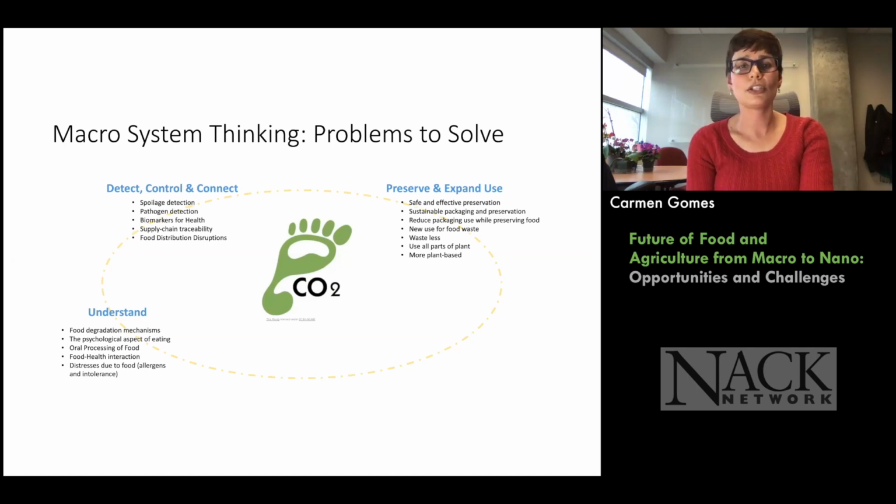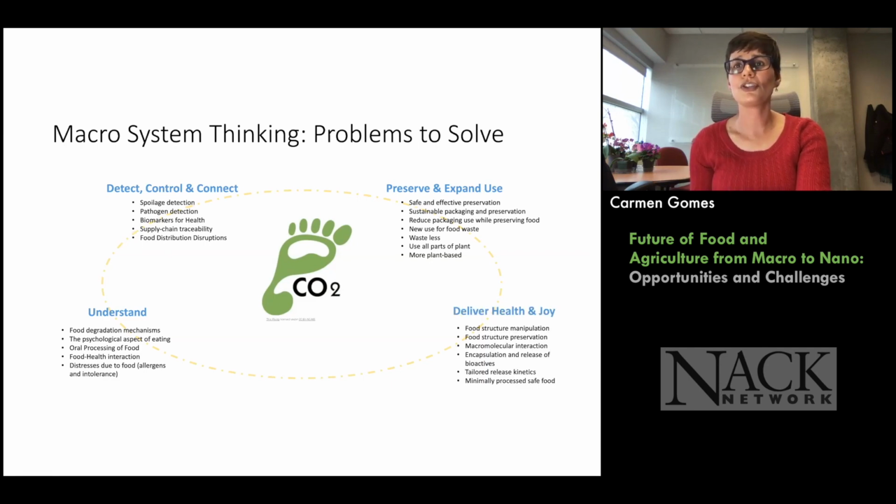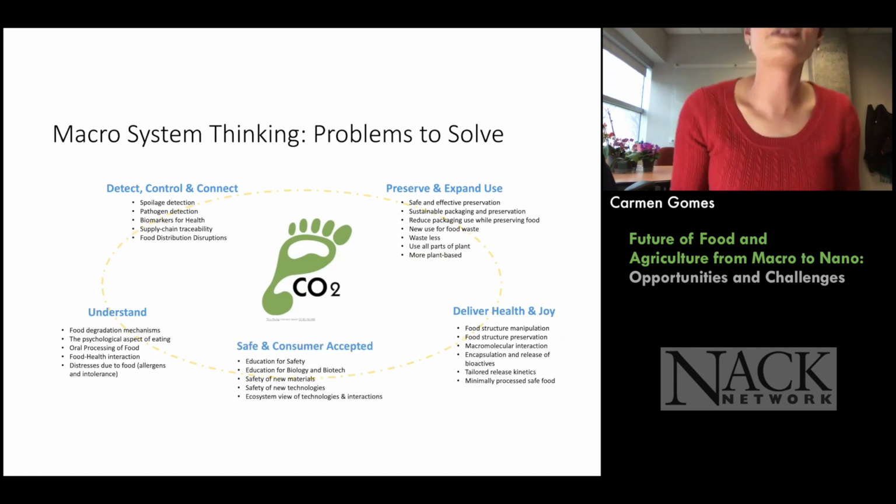So preserve and expand use: safe and effective preservation, sustainable packaging and preservation, reduce packaging use while preserving food, new use for food waste, waste less, use all parts of plants, more plant-based. Deliver health and joy: food structure manipulation, food structure preservation, macromolecular interaction, encapsulation and release of bioactives, tailored release kinetics, minimally processed safe food. So those are some of the examples. And now my call is that nanotechnology can help with that. And you will see that I'll give you some examples.